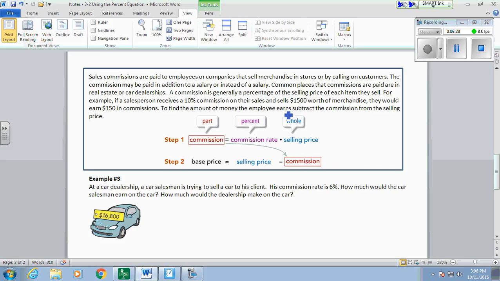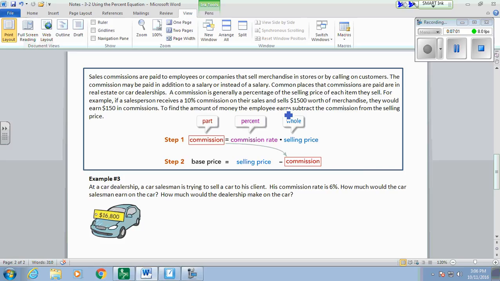Salary means that you could work at any amount of hours and still get paid the same amount. Common places that commissions are paid are in real estate or car dealerships. A commission is generally a percentage of the selling price of each item they sell. For example, if a salesperson receives a 10% commission on their sales and sells $1,500 worth of merchandise, they would earn $150 in commissions.